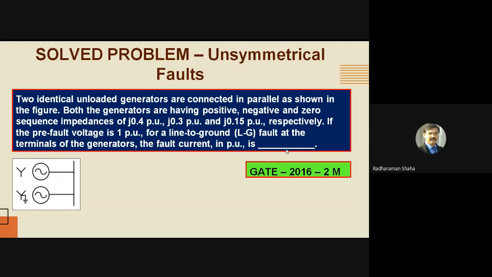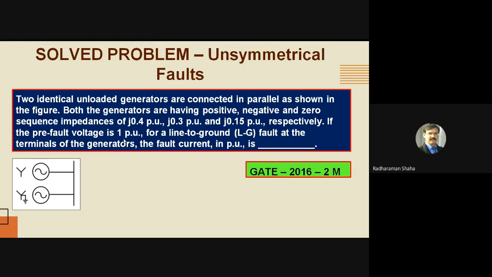This is the formula for the fault current. So what is the E? The value of E is the pre-fault voltage. Here it's very specifically given that the pre-fault voltage is 1 per unit. That means they have already provided you the pre-fault voltage, that is E, that is 1 per unit.